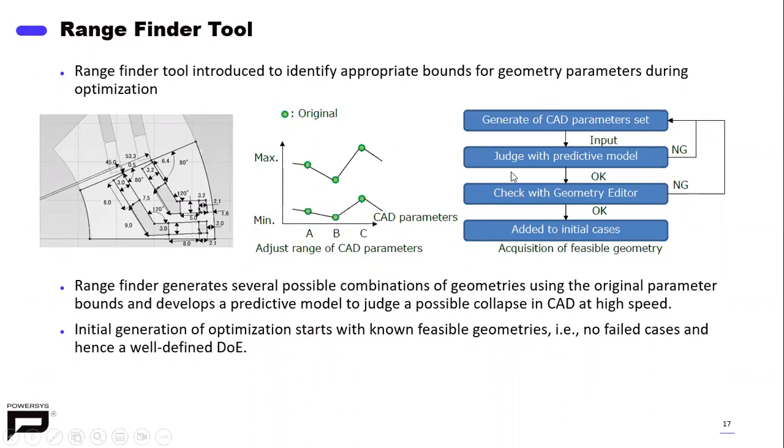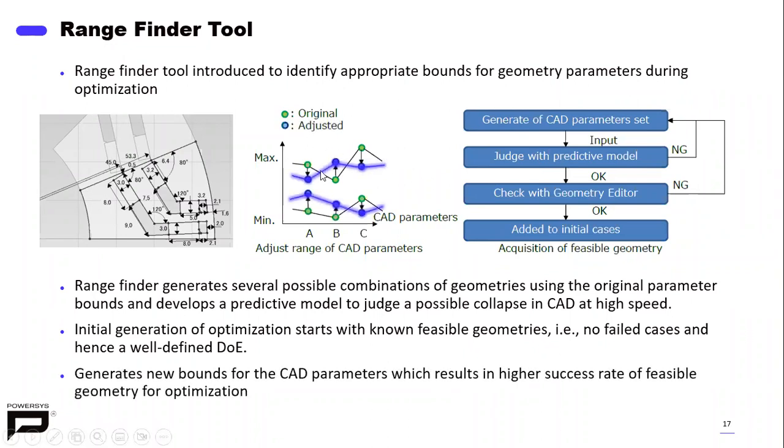The right-hand side shows the flowchart of it. Initially, the user gives the CAD parameter set. When we use this rangefinder module, it will judge with a machine learning kind of concept using the predictive model, and it also checks with the geometry editor, and it will adjust the range of the particular CAD parameter, and that is added to the initial cases in order to avoid the geometry break.